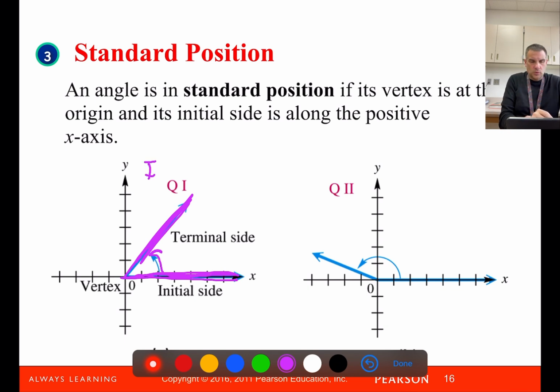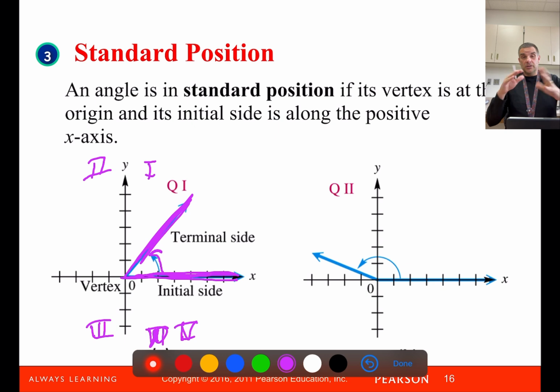This is quadrant 1, quadrant 2, quadrant 3, and quadrant 4. Nice, quadrant 4 down there. You can go either direction when you're talking about an angle being in standard position. You can have a positive angle or a negative angle, whether you go counterclockwise or clockwise.